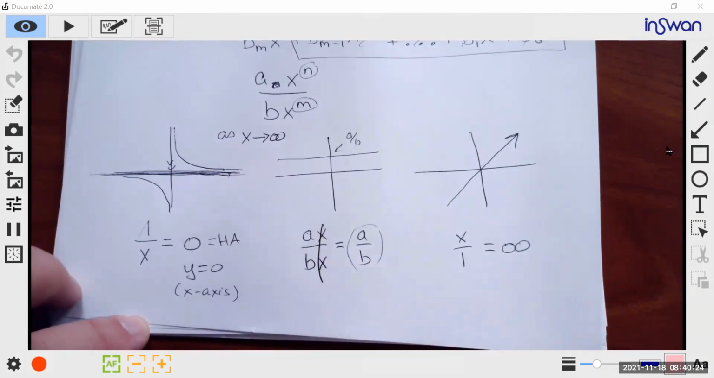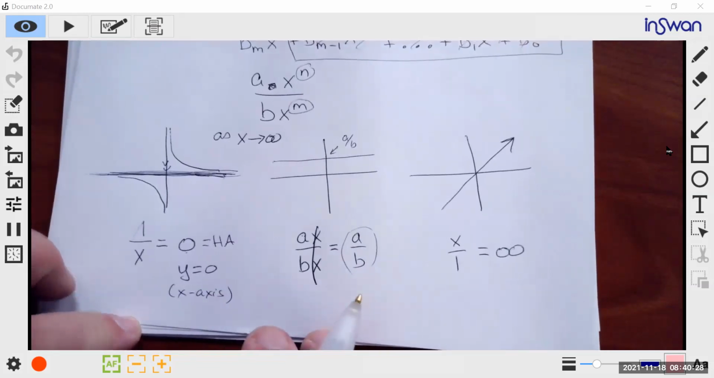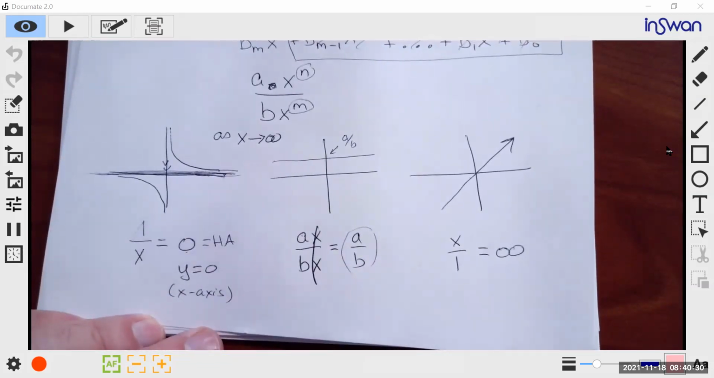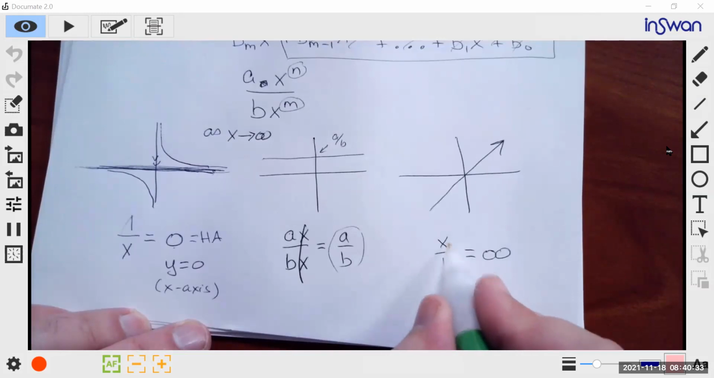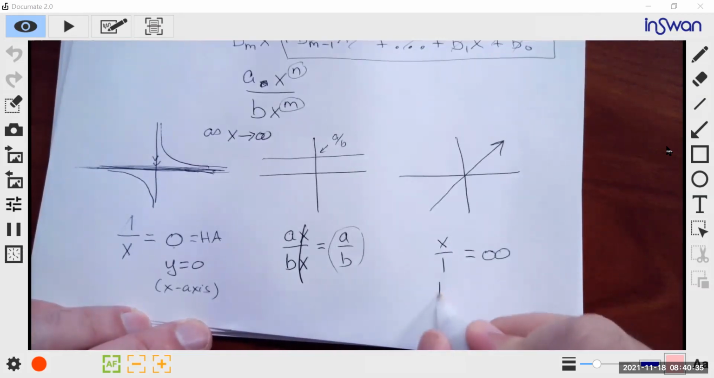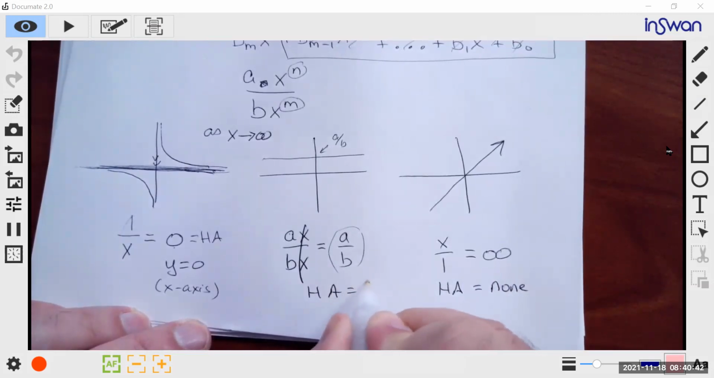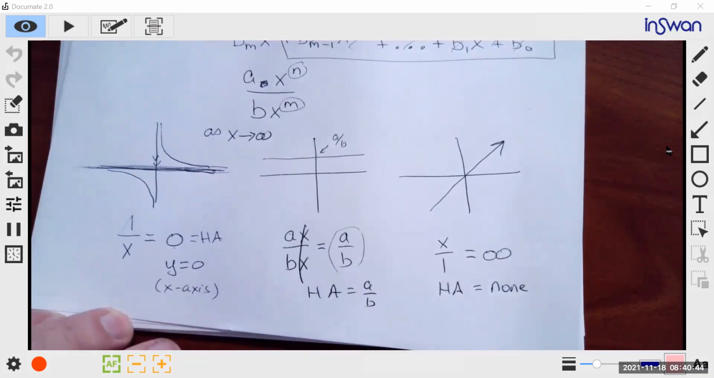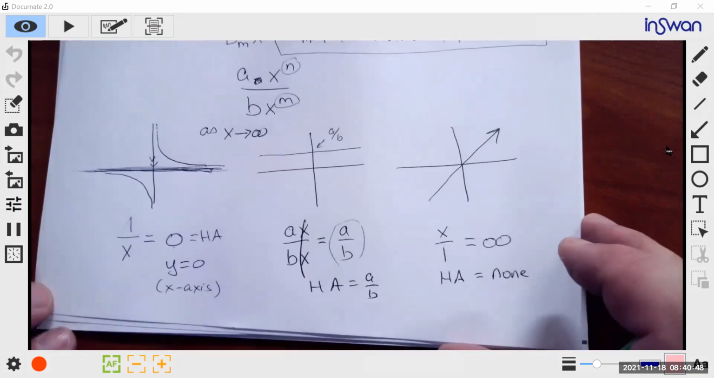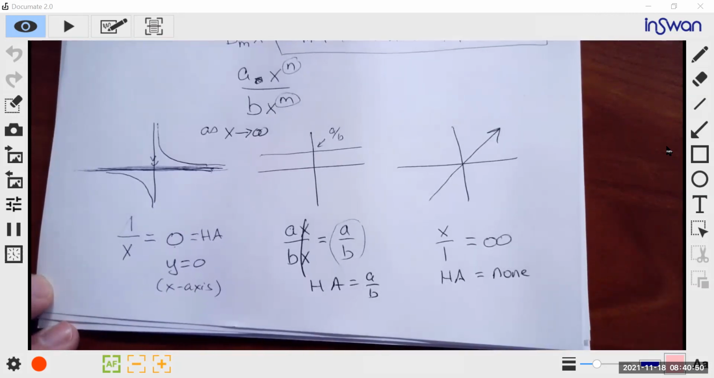If your x's are the same, they cancel. You're left with only what's on top, what's in front of them. That's a horizontal line through that point. And if there's more on top, you don't have one. So that's what happens pictorially, graphically.